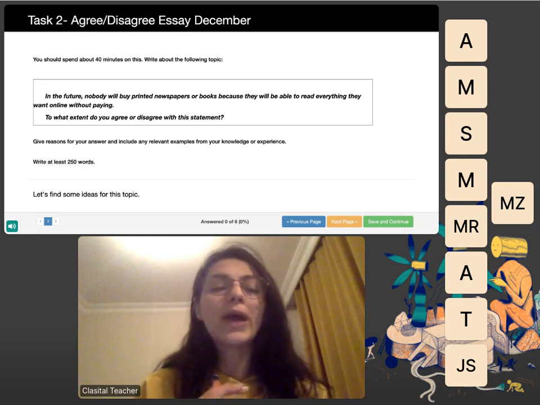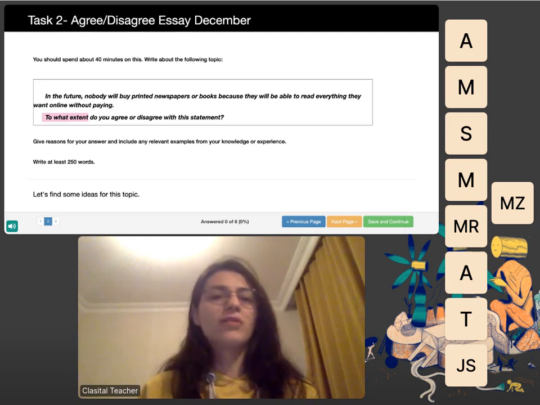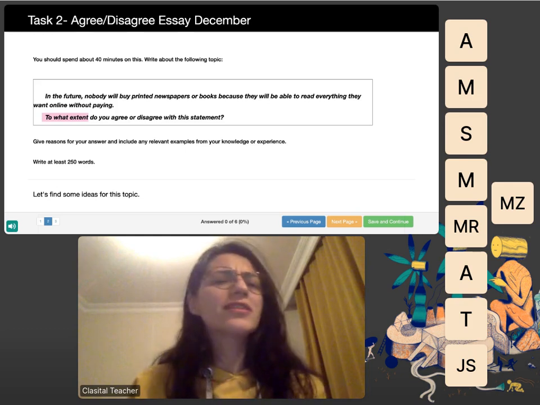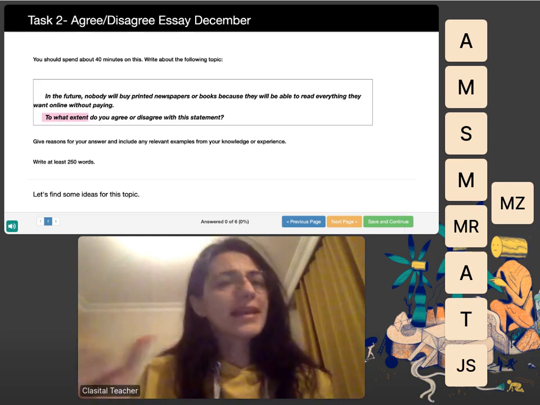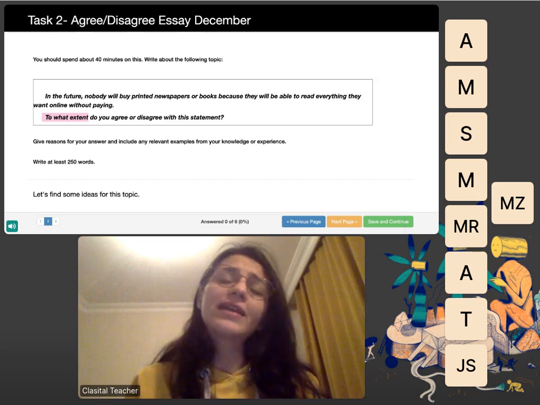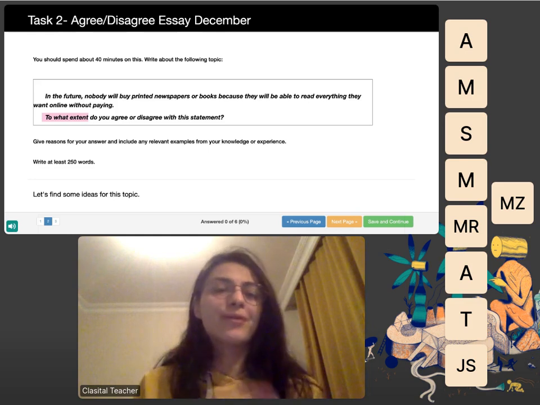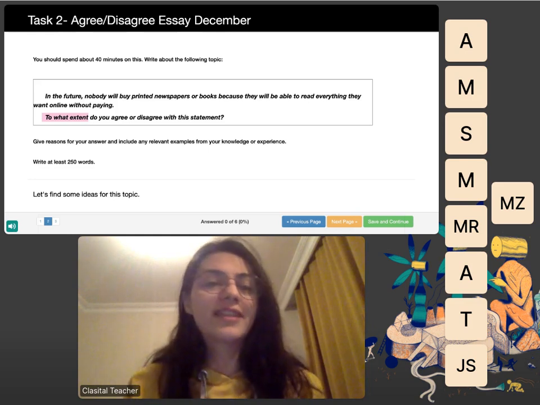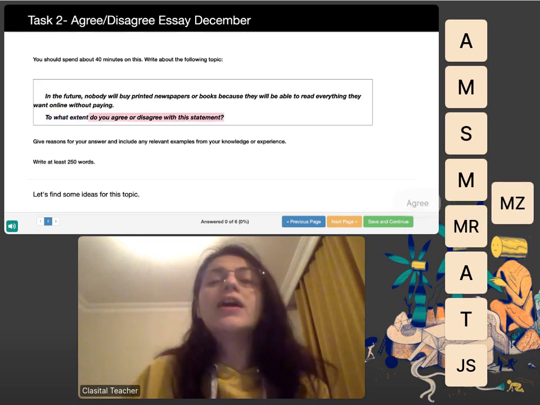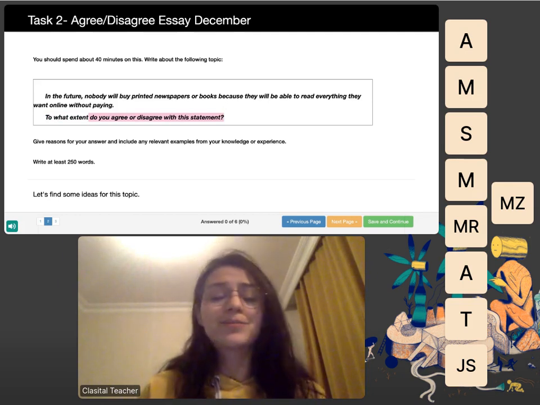This is really important. When the question asks you, to what extent do you agree or disagree, you don't have to only agree or disagree. You can also say, I agree with this statement to some extent. So I agree in these parts, for example, but I don't agree with these parts. You can use both of these, both agreeing and disagreeing, if the question says to what extent. But if the question only says, do you agree or disagree, you need to choose whether you should agree or disagree. Let me clarify that.